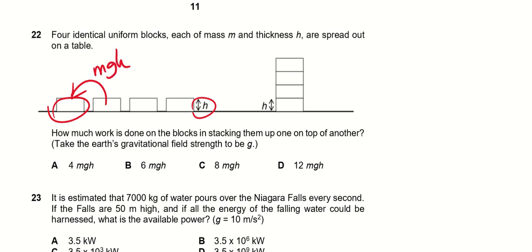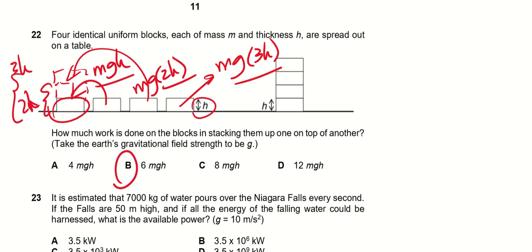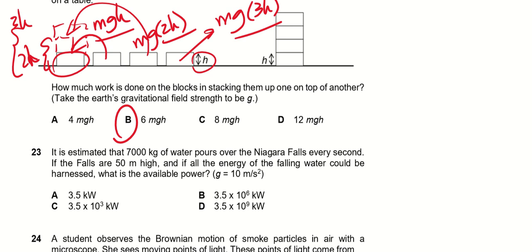Okay, once this is on top, I need to stack the third one on top. So it will go through 2h, right? So it will be mg 2h. So once the third one is on top, I will need to go up against 3h. So this one, the last one, it has to be mg 3h. So h, h, 2h, 3h, so it will be 6 mgh. So 22 answer is B.